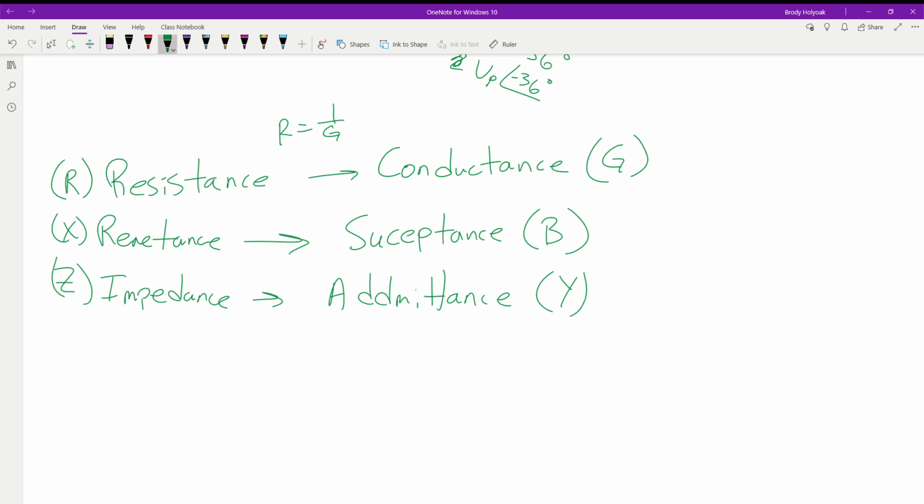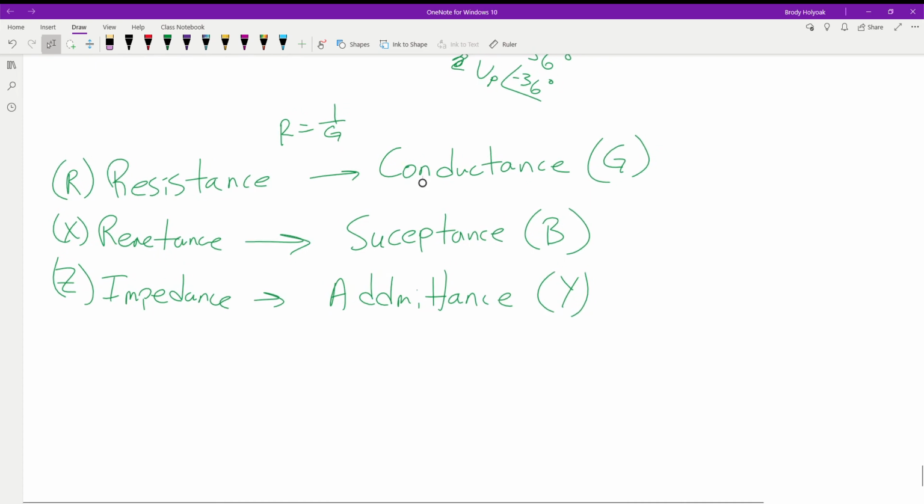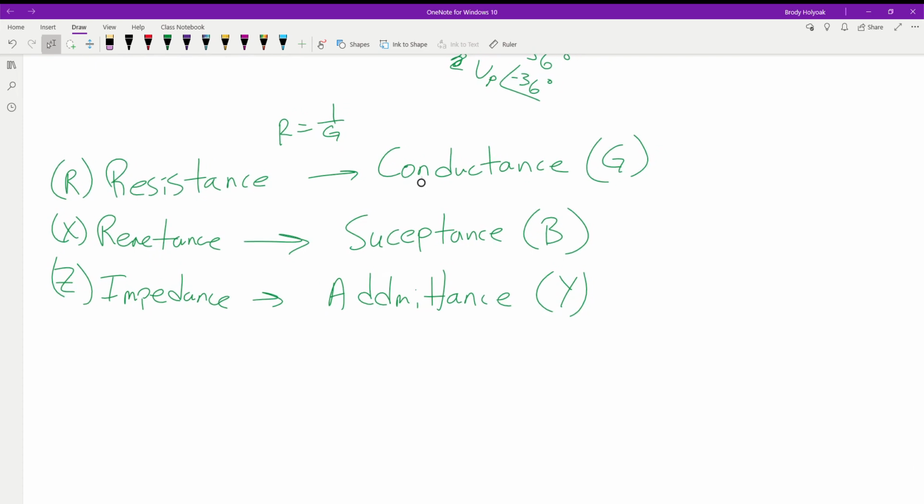Okay? What are these guys all measured in? Resistance, reactance, and impedance. Ohms. What is conductance measured in? Not ohms. Siemens. Okay? Everything over here, all these guys are measured in Siemens. These ones are all measured in ohms. Capital S. Tiny s is seconds.